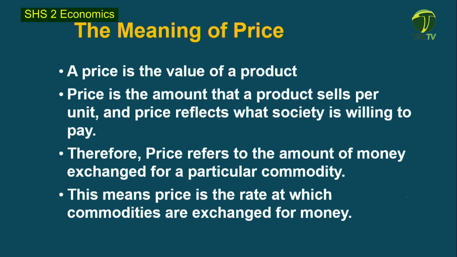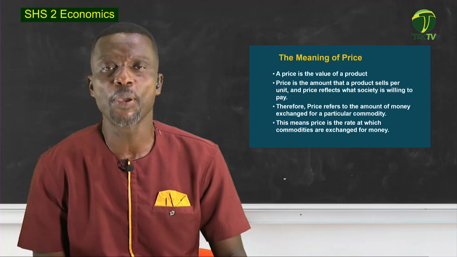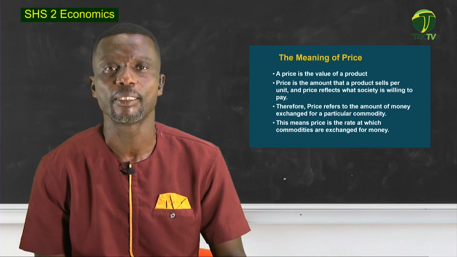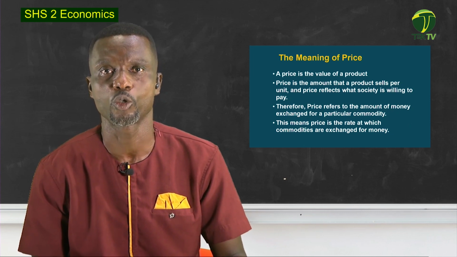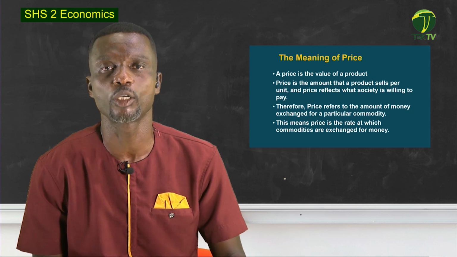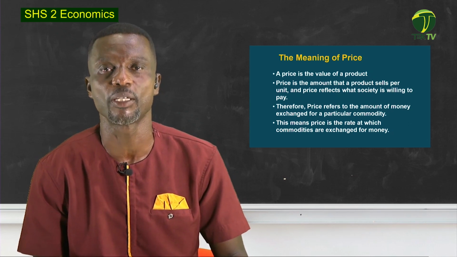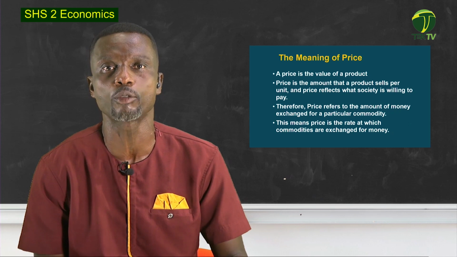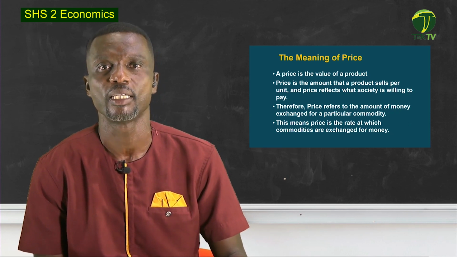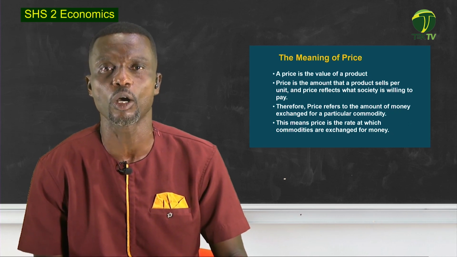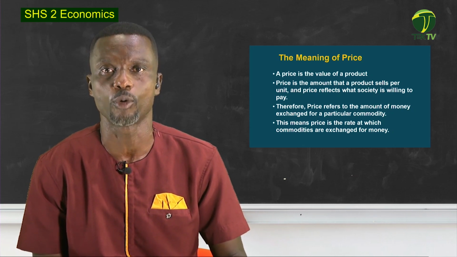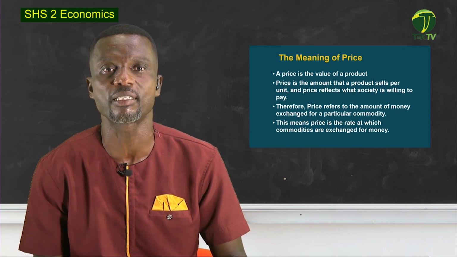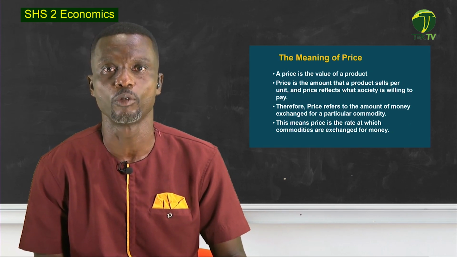So let's take this example. The 20 pesos you pay for a sachet of water can be classified as the price of the sachet of water. So you ask for a sachet of water and the woman says 20 pesos. From your pocket, you pull out 20 pesos and give it to the woman in exchange for the sachet of water. That 20 pesos you gave in exchange for the sachet of water is what is referred to as price. I hope we can move on from here.